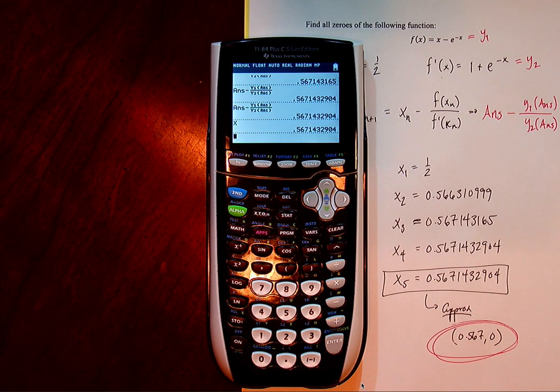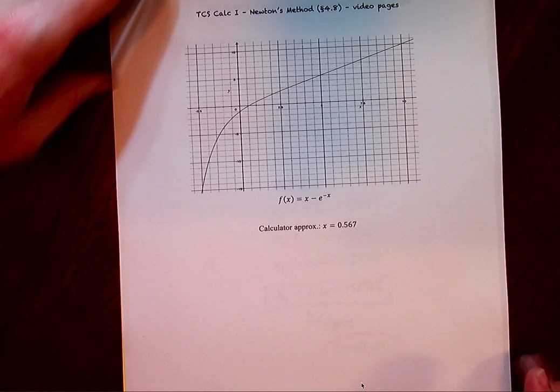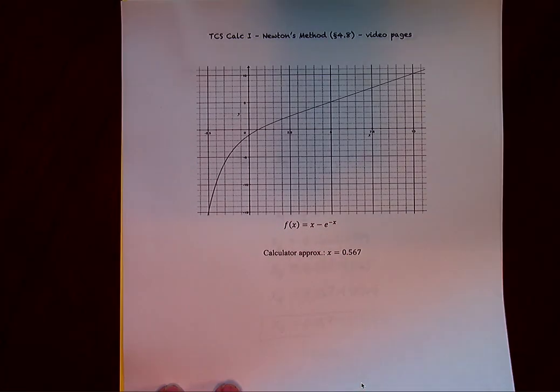That right there is it. Okay. Let's go ahead. Basically this is the graph. It shouldn't surprise you. And of course, we got the calculator to approximate it there. Now, let's go ahead and do another example.